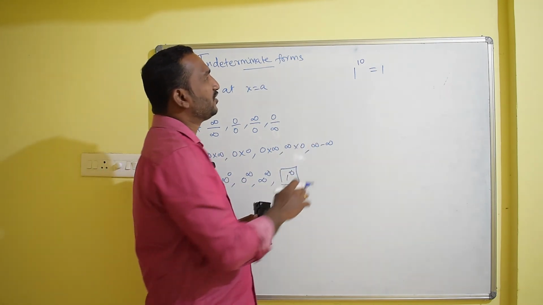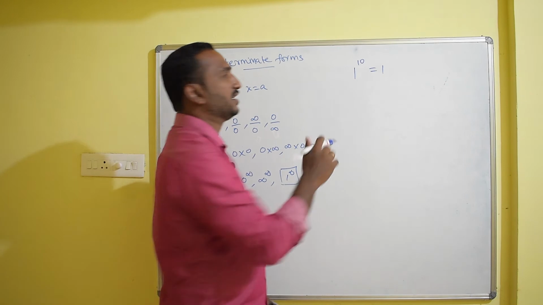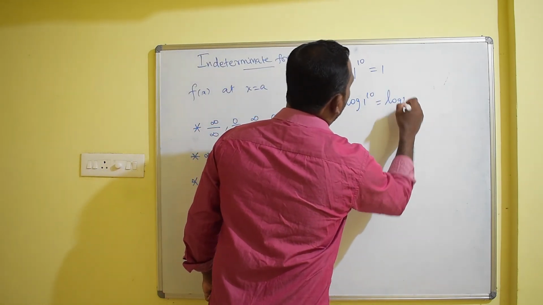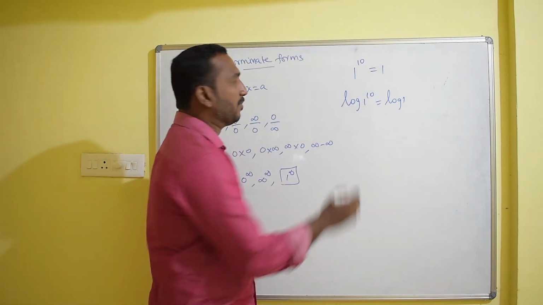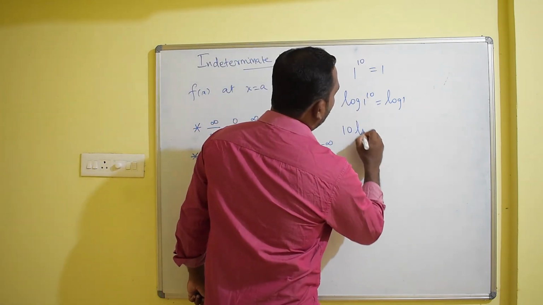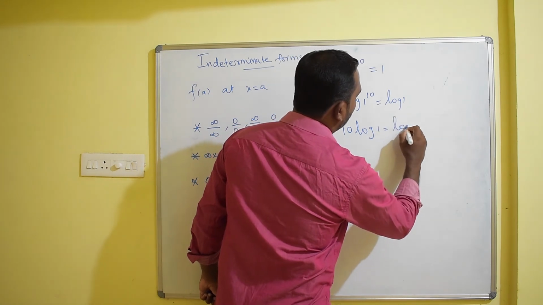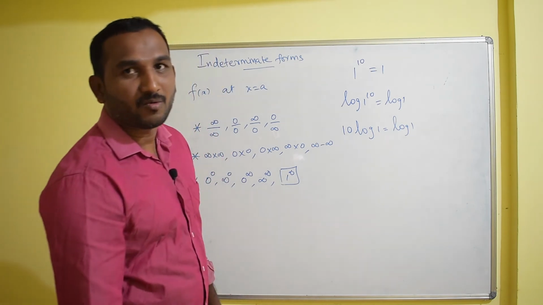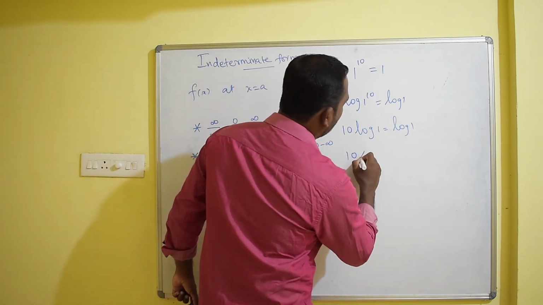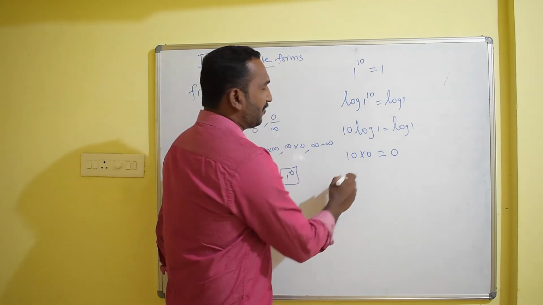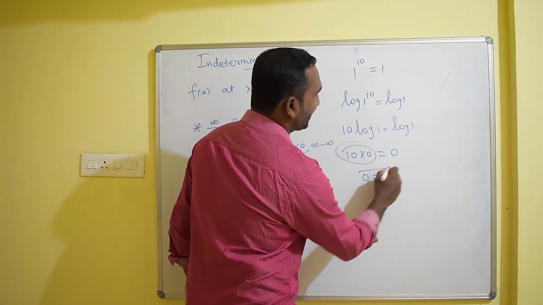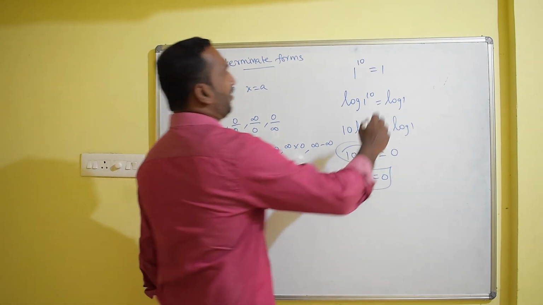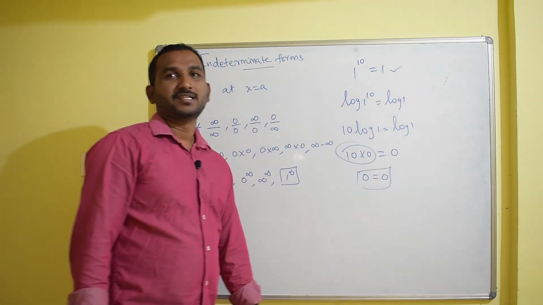The same way, to verify that, I will take log on both sides. So what will you get? Log 1 power 10 is equal to log 1, and this is the log a power m form. So how can we write? m log a, that is 10 into log 1 is equal to log 1. We know log 1 is 0. So 10 into 0 is equal to 0. Right hand side is 0, left hand side is also 0. Then obviously we can say that 1 power 10 is equal to 1.